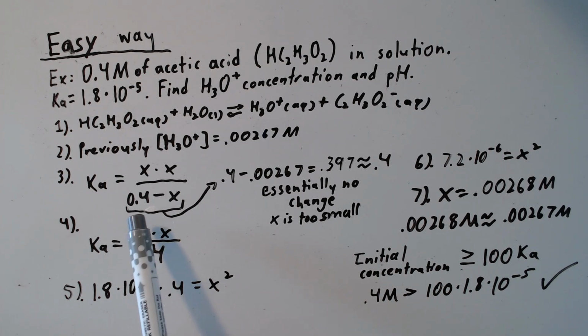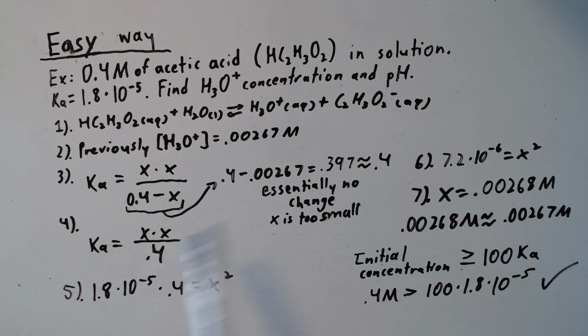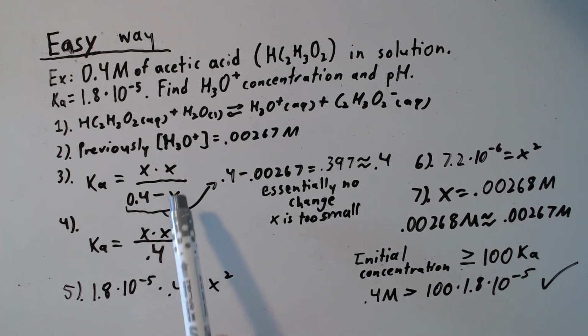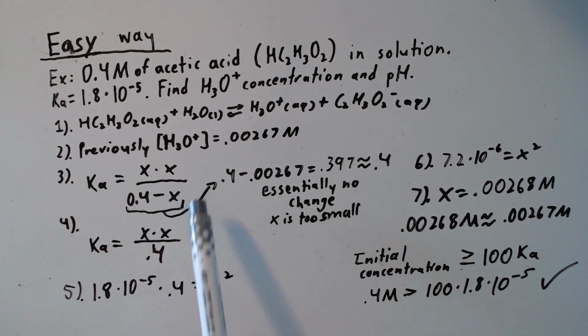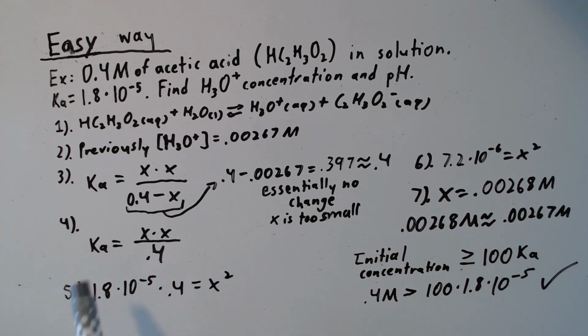Otherwise, for precision, we can just put 0.397, but that won't make much of a difference in what we find for X, because 0.397 and 0.4 are virtually the same. So we take out this X on the bottom, using our small number approximation, because we know that this X is so ridiculously small that we don't need it. And now this becomes a lot easier to solve.